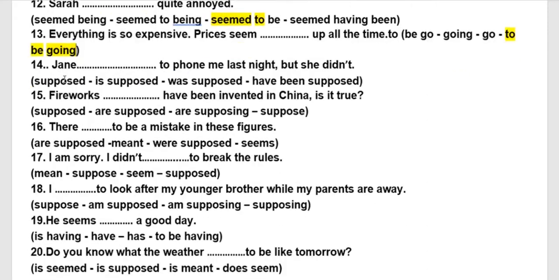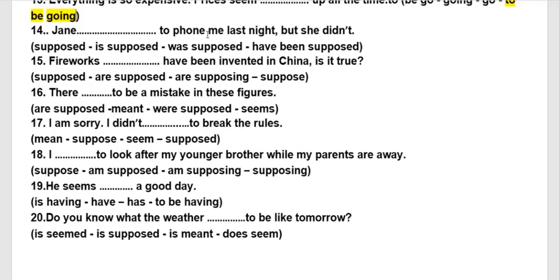14. Jane was supposed to phone me last night, past simple tense, but she didn't. Was supposed to, but she didn't do it. As you say, you were supposed to come early, but you didn't come early. Ari was supposed to visit me yesterday, but he didn't come. Okay, delete number 15.